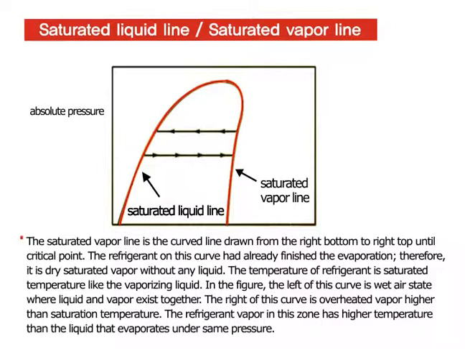In the figure, the left of this curve is the wet vapor state where liquid and vapor exist together. The right of this curve is overheated vapor higher than saturation temperature. The refrigerant vapor in this zone has higher temperature than the liquid that evaporates under the same pressure.